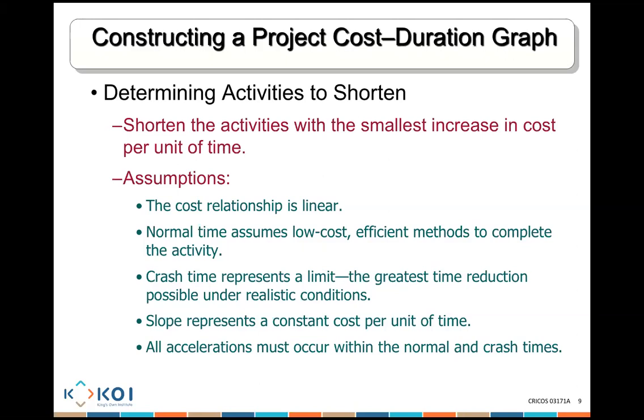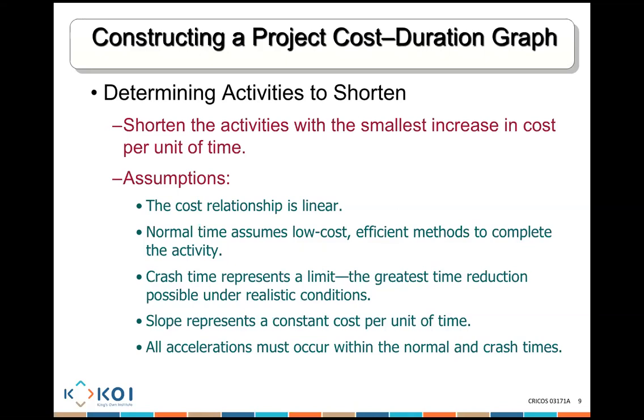Now, there are some assumptions you need to bear in mind when you're trying to reduce the actual project cost. One is that the cost relationship is linear. What does it mean that the cost relationship is linear? It means if I'm going to reduce activity A from 10 days, I have to reduce it 1 day at a time: 10, 9, 8, 7, 6. So it's linear, one at a time. Every time I reduce it, how much is it actually going to cost me?